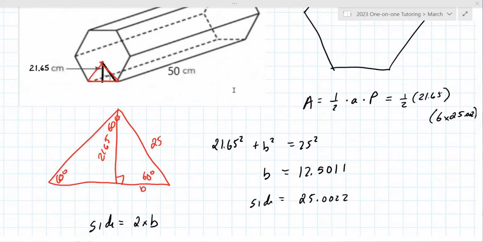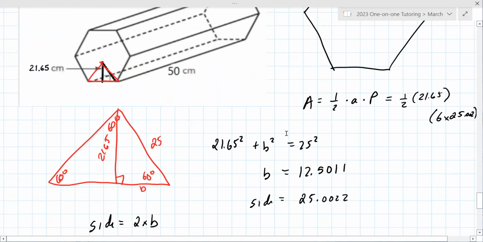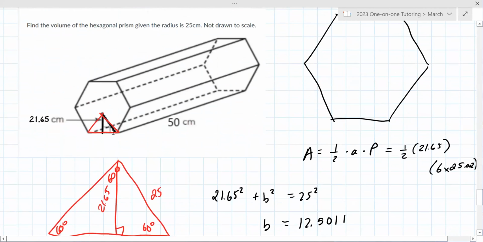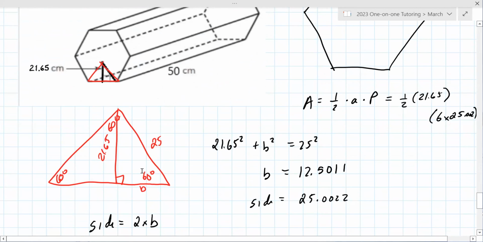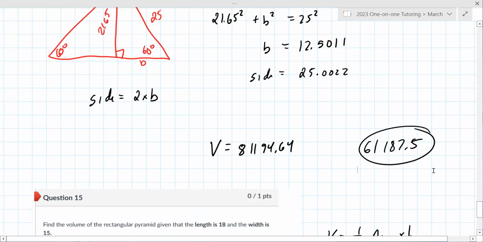Okay, so the correct answer for 14 is 61,187.5. Okay. I mean, how important is it to get the exact answer? How much time do you want us to spend to figure this out? It's not that important. It's up to you. I'm just asking. Could we try to get that answer? Sure.